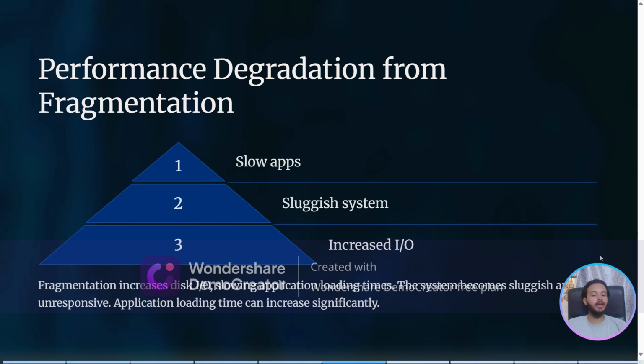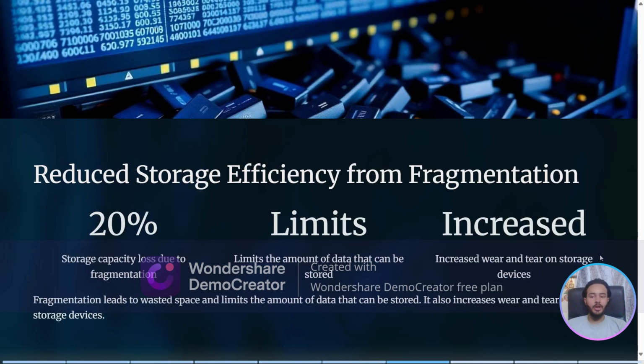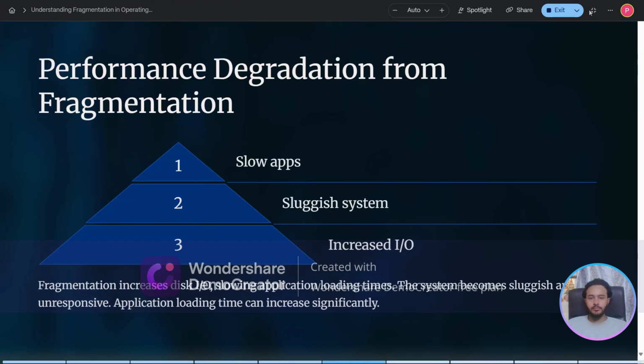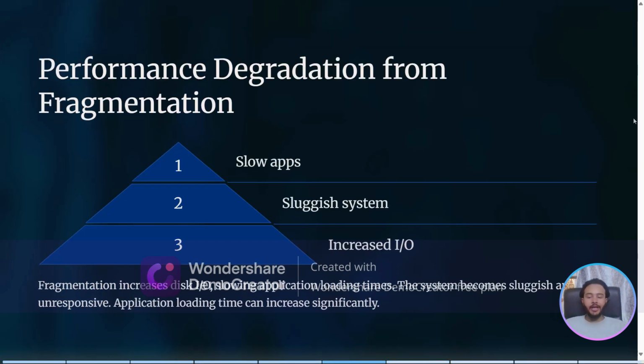Application loading time can increase significantly.